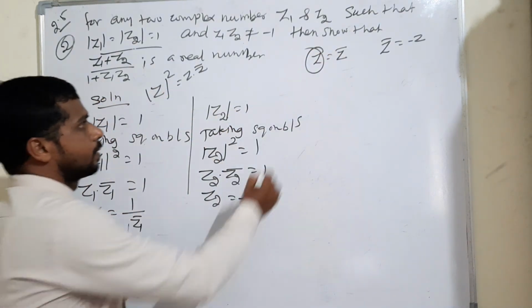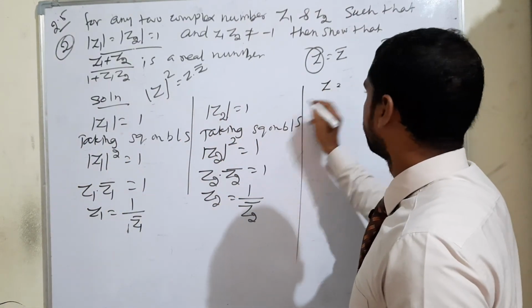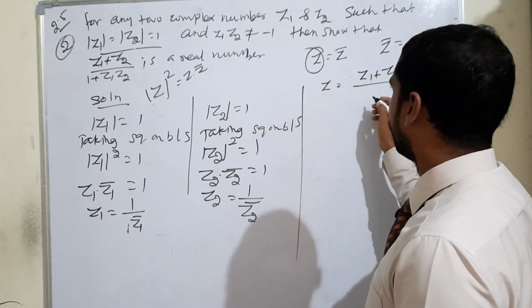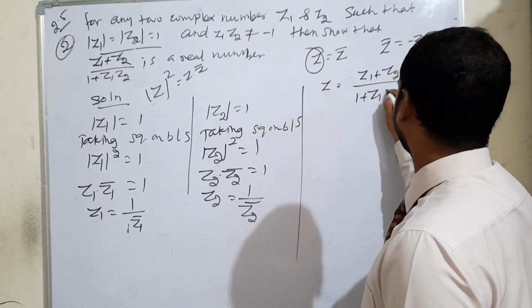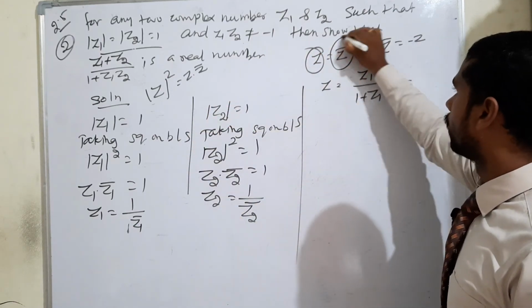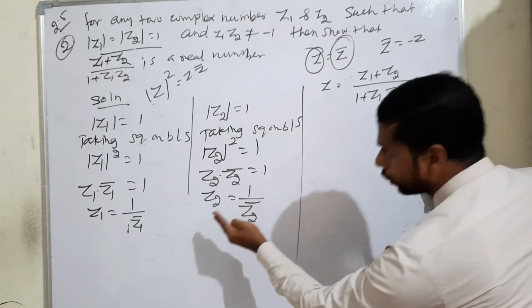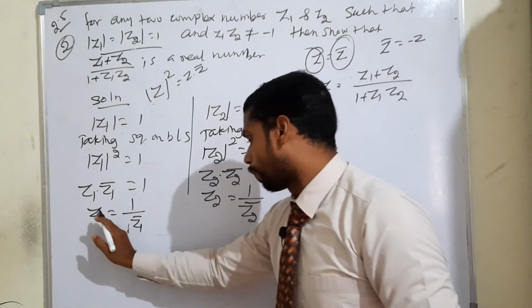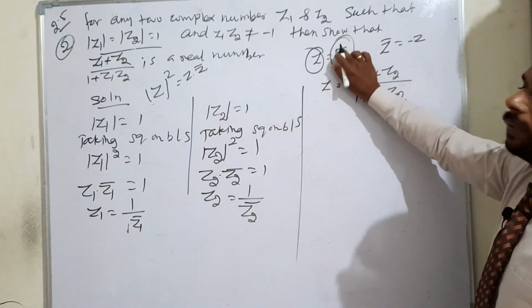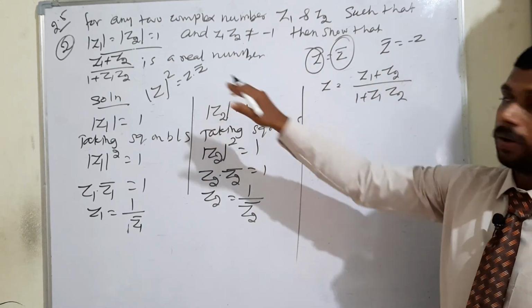I will consider the LHS as the given z. So z is equal to z1 plus z2 divided by 1 plus z1 into z2. We can say it is real if we show that z bar equals z. We know the values of z1 and z2, and if we apply them, we will definitely get this. If we get that, we can say it's real. Okay, let's see.